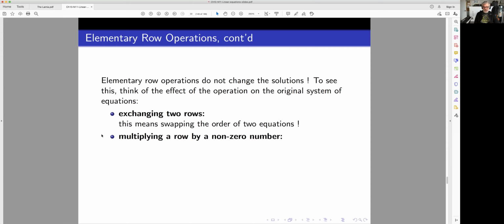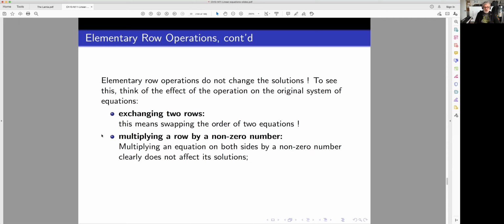Second one, this is a property that you know. If you have an equality and you multiply both sides by a non-zero number, you're not going to change the truth of that equality. So x equals 5 or 2x equals 10, these mean exactly the same thing. They do not change the solutions of that equation, and hence of the whole system. So certainly I'm allowed to do that. I can multiply a row by a non-zero number.